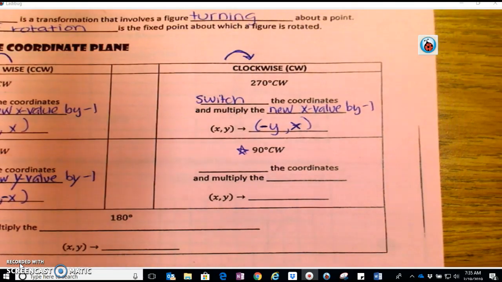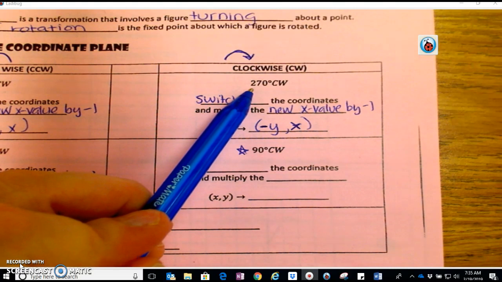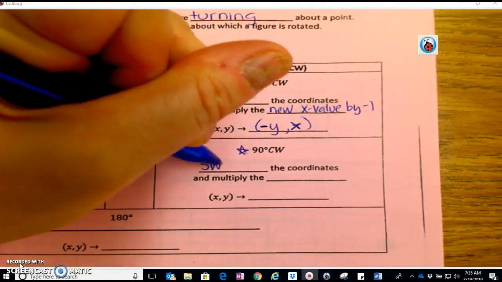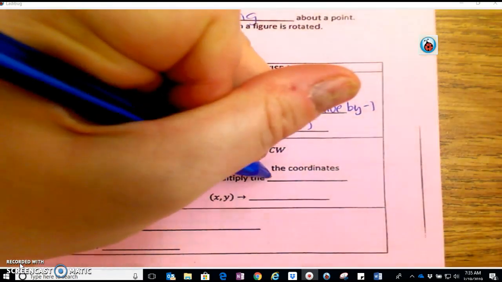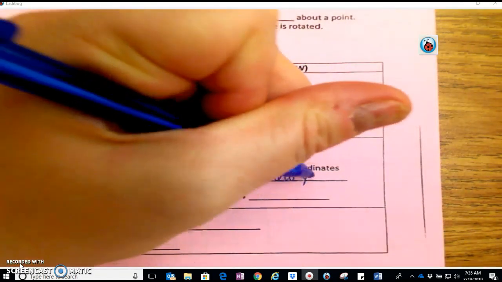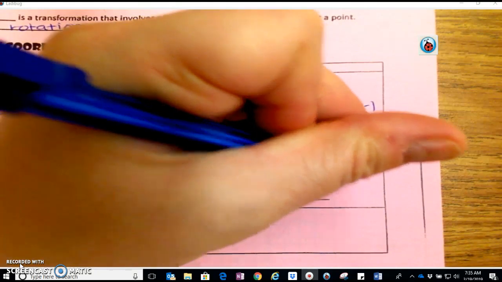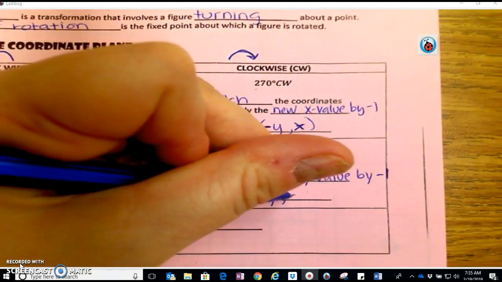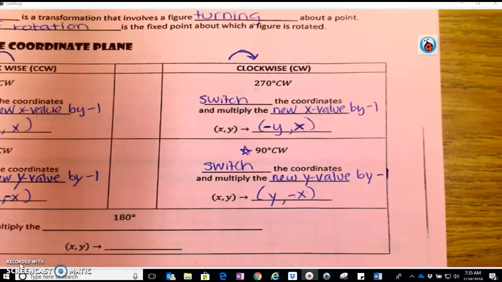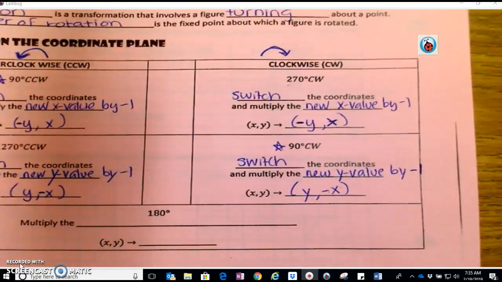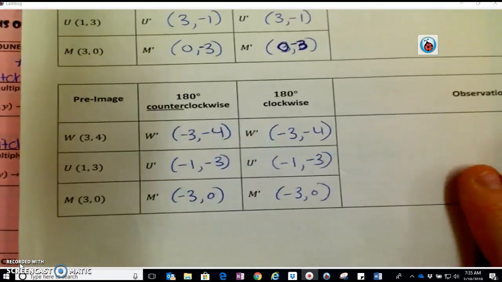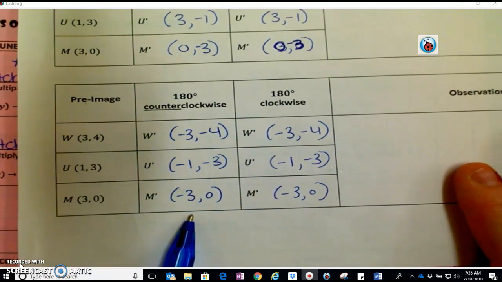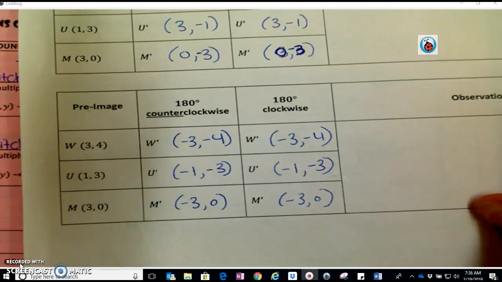Clockwise is going to the right. So in this case, it's going to the right 3 turns. This is just 1 turn to the right. So we're going to switch the coordinates and multiply the new y value by -1. So switch them, and that one becomes the opposite. And then in the 180, we can see that the 3 and the 4 stayed in the same positions, except now they were the opposite signs.